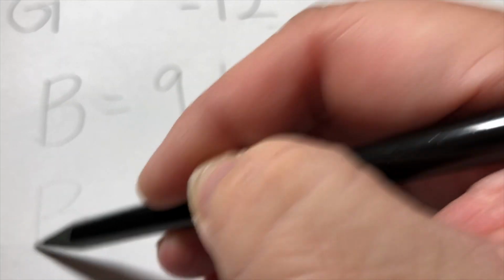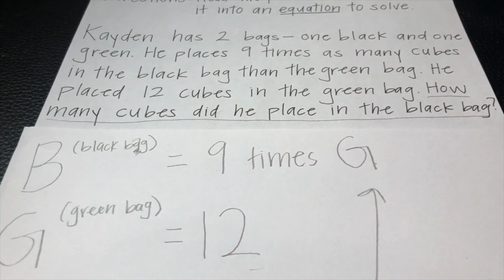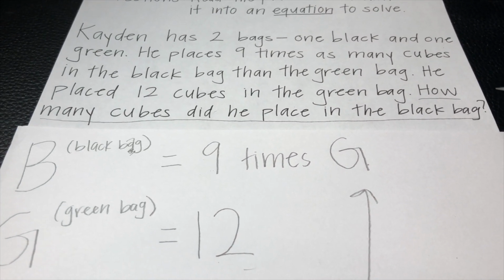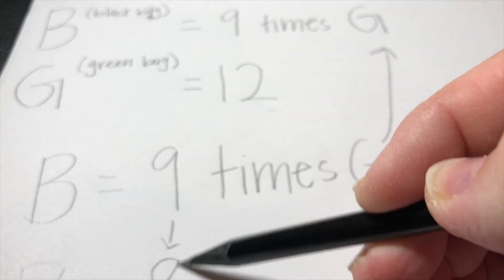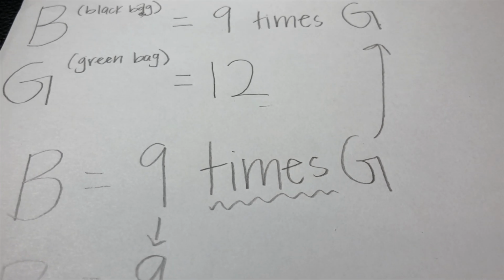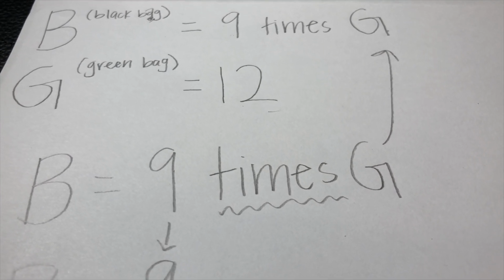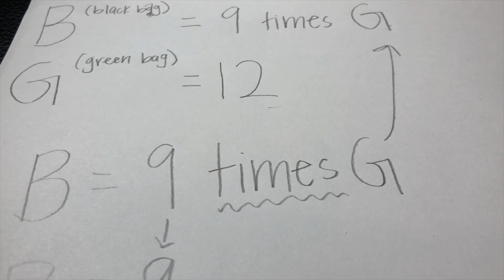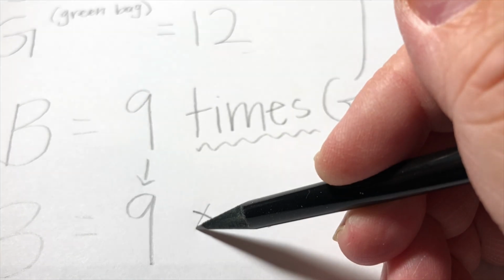We can keep the B equals because the B represents the black bag, which is our question and what we need to answer. 9, that's one of the numbers we need, so we can keep 9. But the word times, what does the word times represent? Does it represent addition, subtraction, multiplication, or division? Let's write multiplication, so we can put our multiplication sign here.